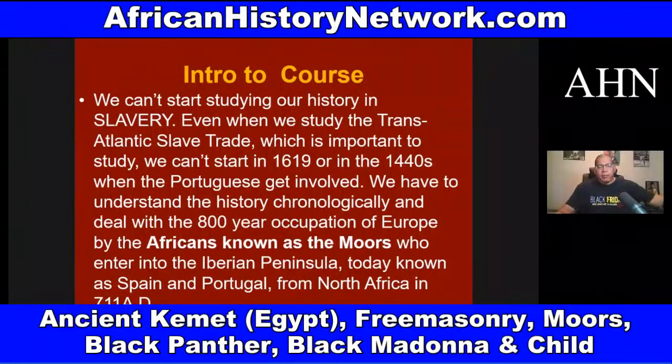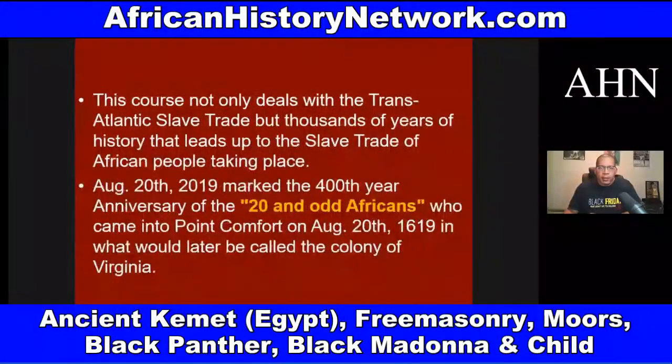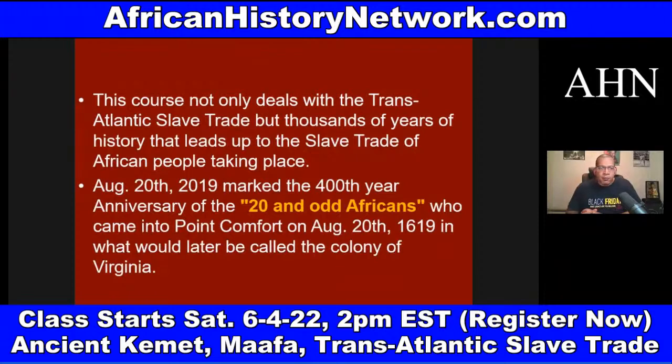who entered the Iberian Peninsula, today known as Spain and Portugal, from North Africa in 711 AD. And the Moors are taking the teachings from ancient Kemet, from ancient Egypt into Europe. From the Nile Valley region of Africa, they're taking this into Europe, and this is what is going to bring Europe out of the Dark Ages, and it's going to be to our detriment. So this course not only deals with the transatlantic slave trade, but thousands of years of history that leads up to the transatlantic slave trade taking place.